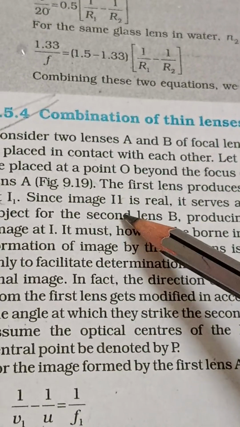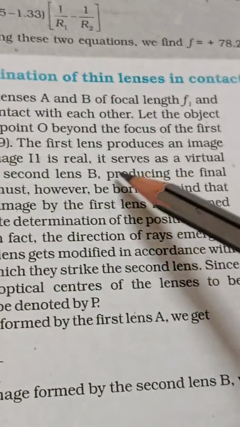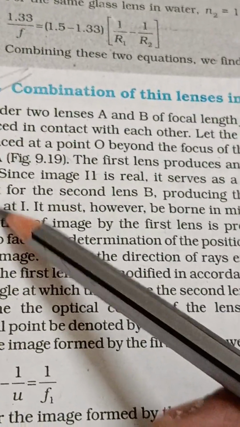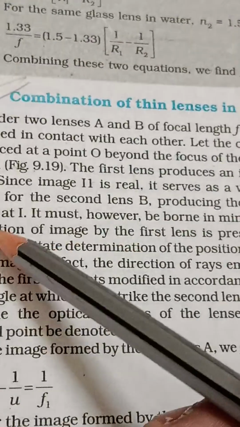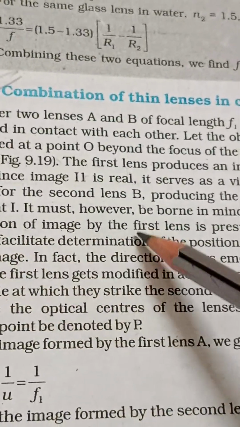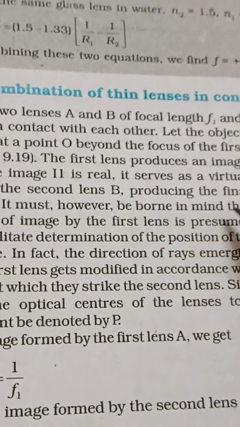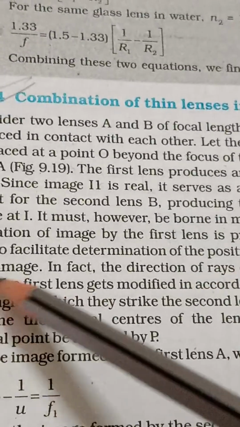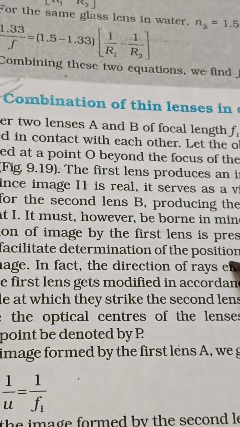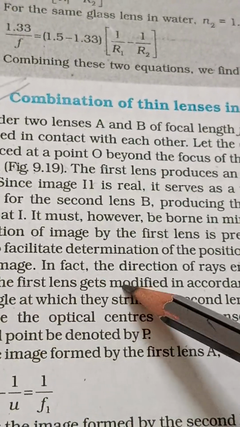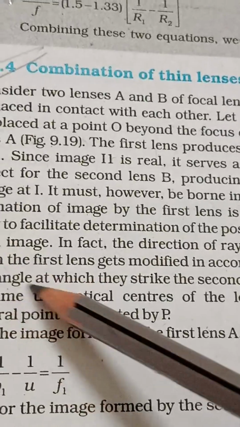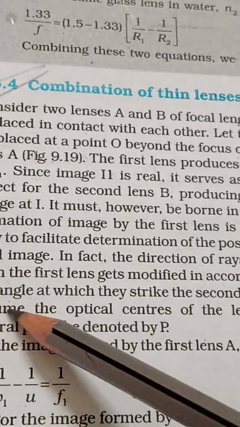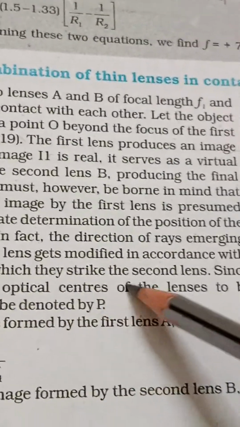Since image I1 is real, it serves as a virtual object for the second lens B, producing the final image at I. It must, however, be borne in mind that the formation of the image with the first lens is presumed only to facilitate determination of the position of the final image. In fact, the direction of the rays emerging from the first lens gets modified in accordance with the angle at which they strike the second lens.